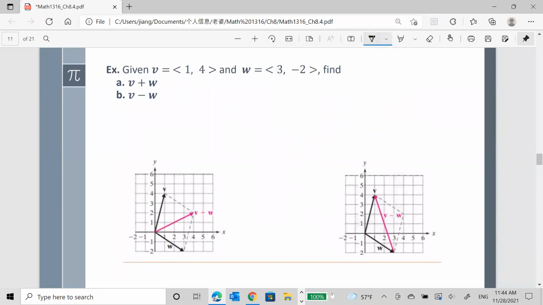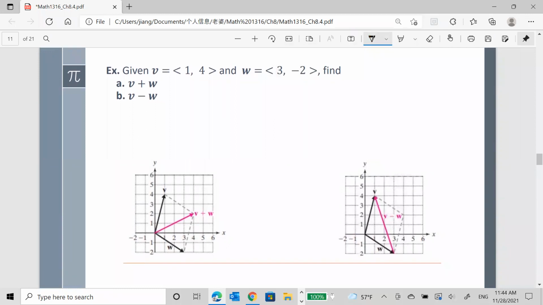Let's use black color. Given V is (1, 4) and W is (3, -2), find V plus W. So it's very easy, but how to sketch it? If we find the value of V plus W, 1 plus 3 is 4, and 4 plus -2 is 2. And then how about V minus W? V minus W: 1 minus 3 is -2, and 4 minus -2 is 6.